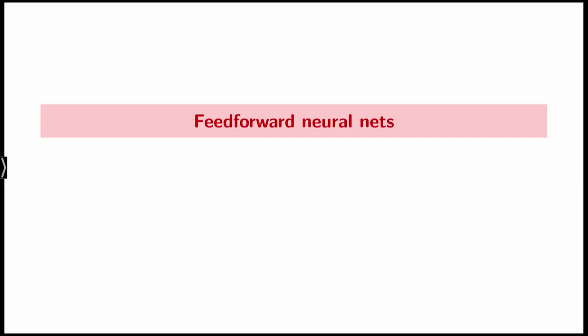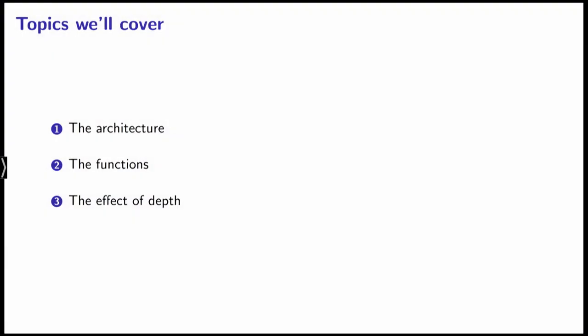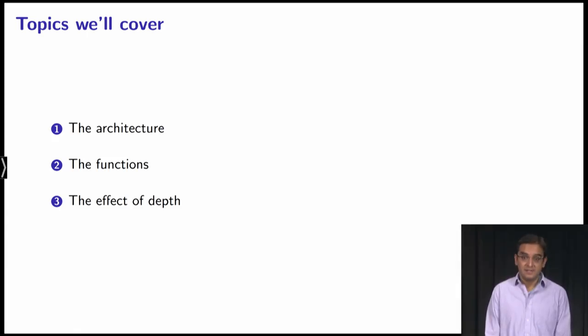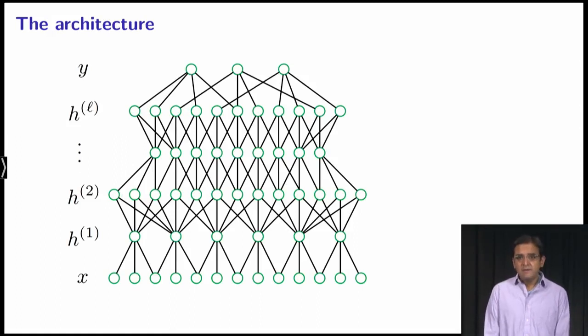Today we will talk about feed-forward neural nets. We'll see what these nets look like, how they are parameterized, and what kinds of functions they are able to express. So a feed-forward net is inspired loosely by the neural circuitry of the brain.